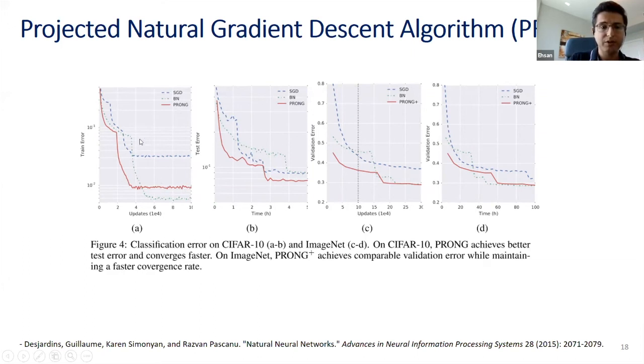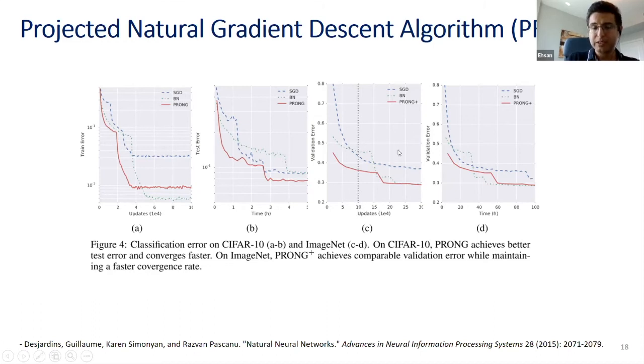This red curve is PRONG, the green one is batch normalization, and the SGD is this. So it's very interesting that, as you can see, PRONG largely improves the convergence rate at training time. However, at the end, it gives larger training error than batch normalization. On the test side, these curves are more important for us. You can see that the test convergence is much better than batch normalization, and we're also getting lower test error than batch normalization and SGD as well. So it means that it improves the generalization as well as the convergence rate.